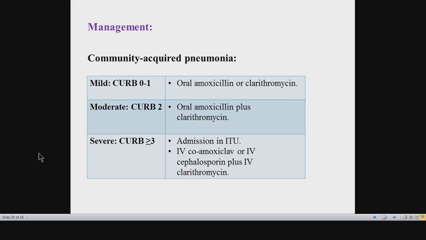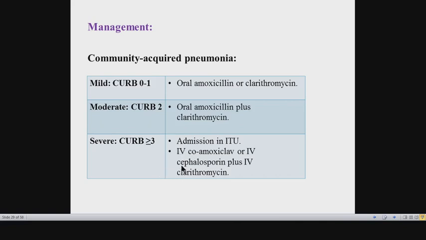Then if you have severe pneumonia, which is defined as a CURB score of 3 or more, these patients will require hospital admission, but they should be admitted to the intensive treatment unit. Moderate cases will require hospital admission, but they will be admitted to the general ward. They will not require the intensive treatment unit. But here in severe cases, the patient should be admitted to intensive treatment units, like ICU, for example. Here you will give the patient parenteral antibiotic therapy. So the empirical therapy in severe pneumonia should be in ITU, and it should be parenteral antibiotic therapy.